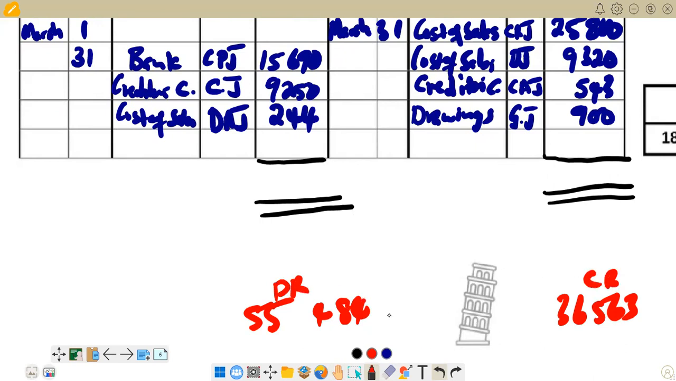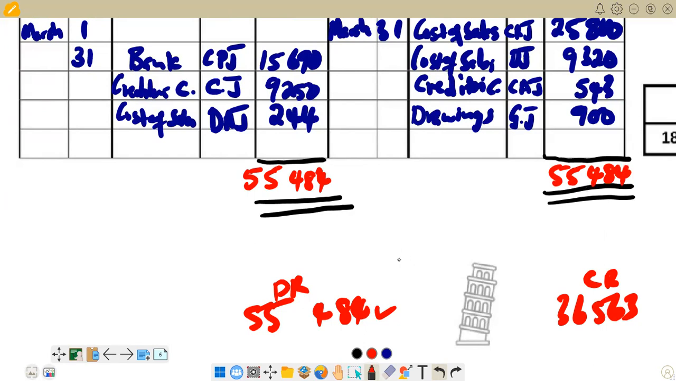So when you have the totals now, the bigger total, you take it and then put it in between the lines on both sides. So the bigger total that you have there is this one. So we are going to put it here, like 55,484. And we put it again on the credit side, 55,484.